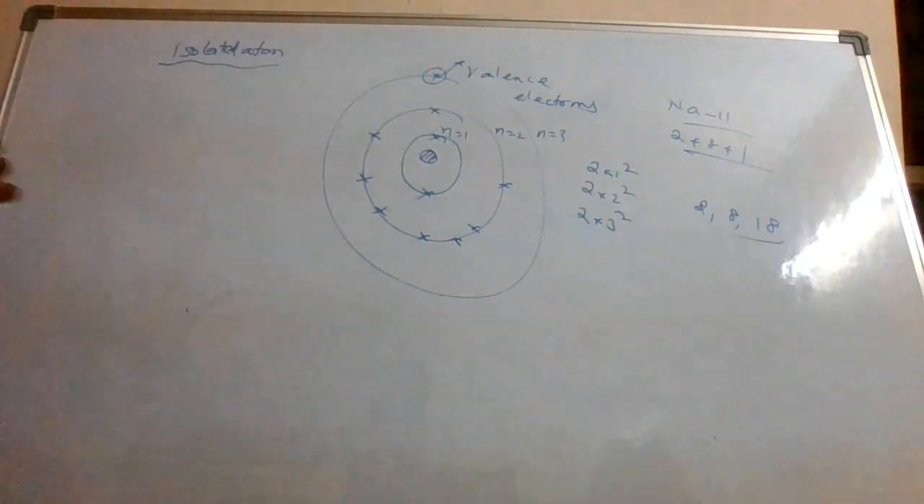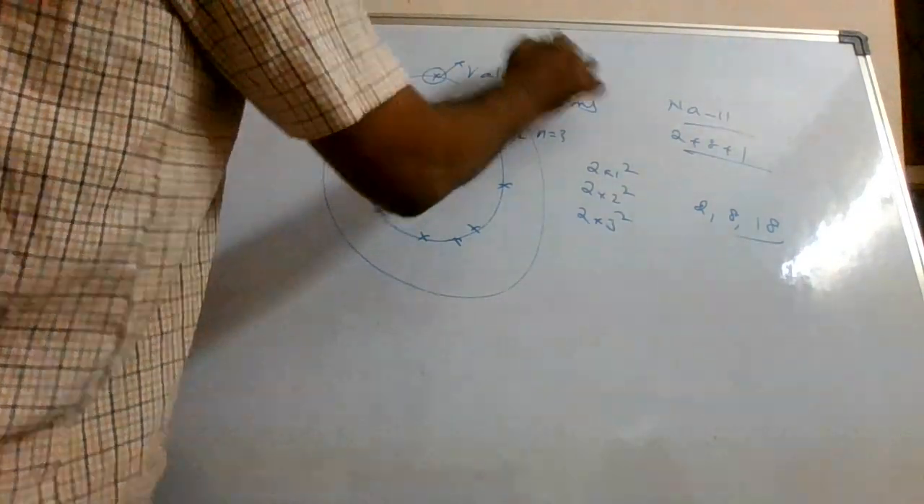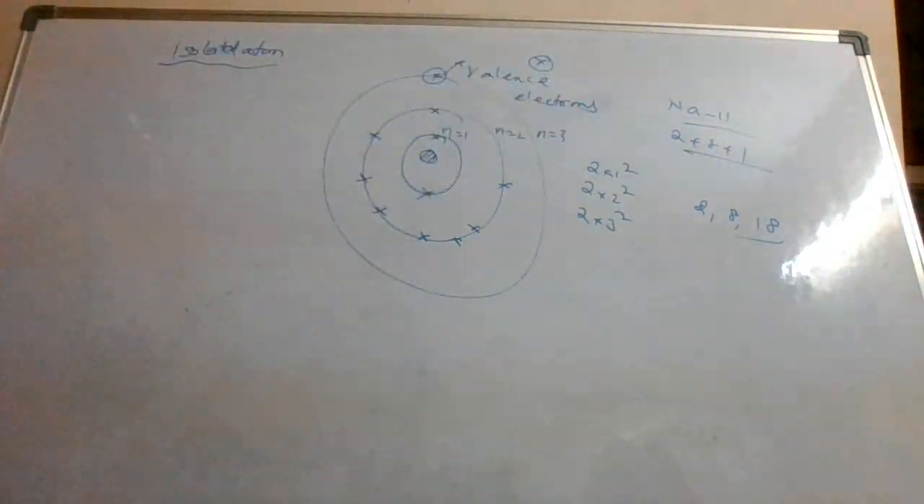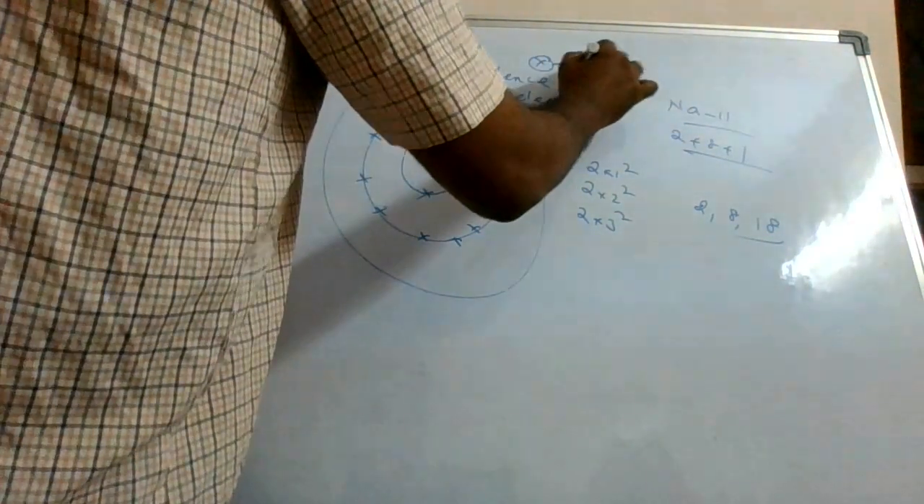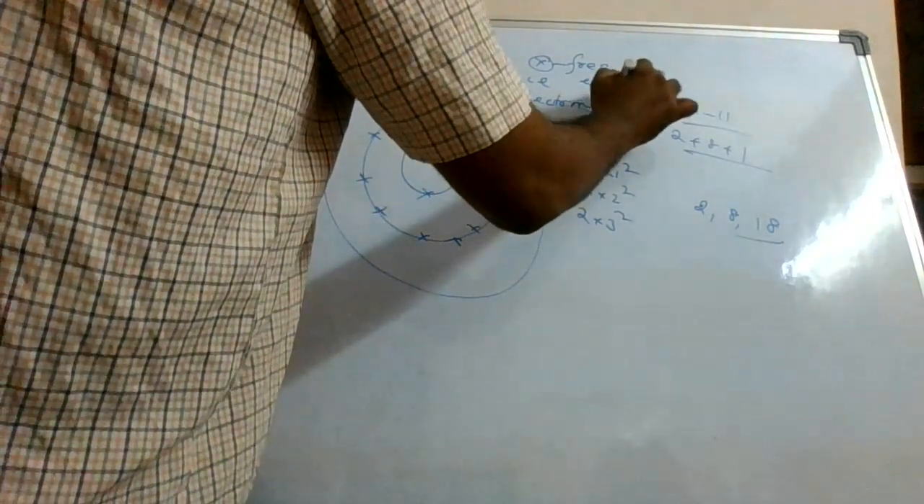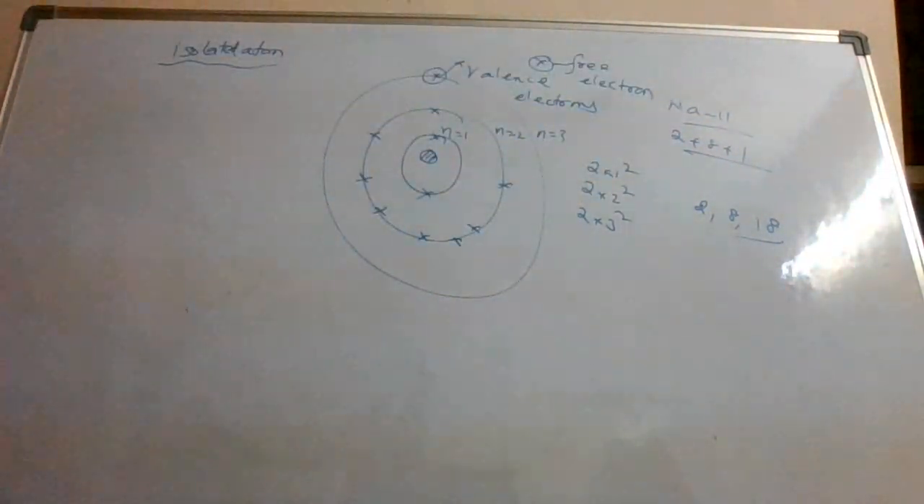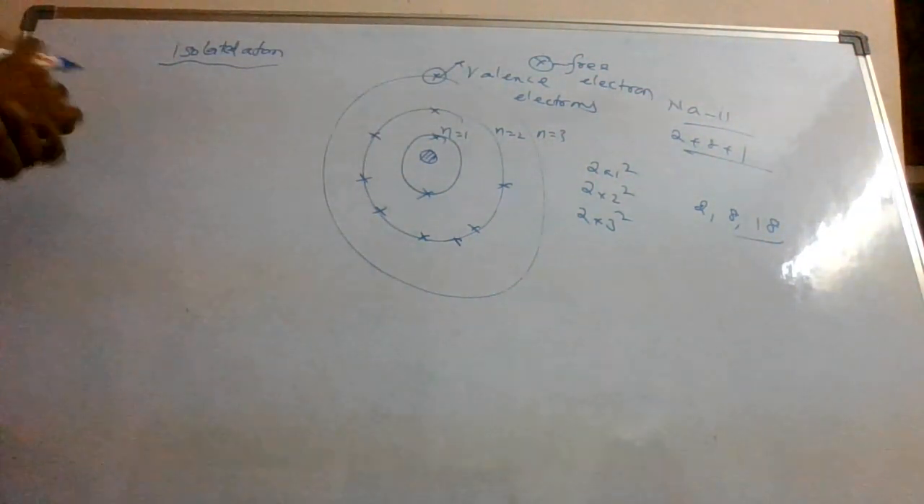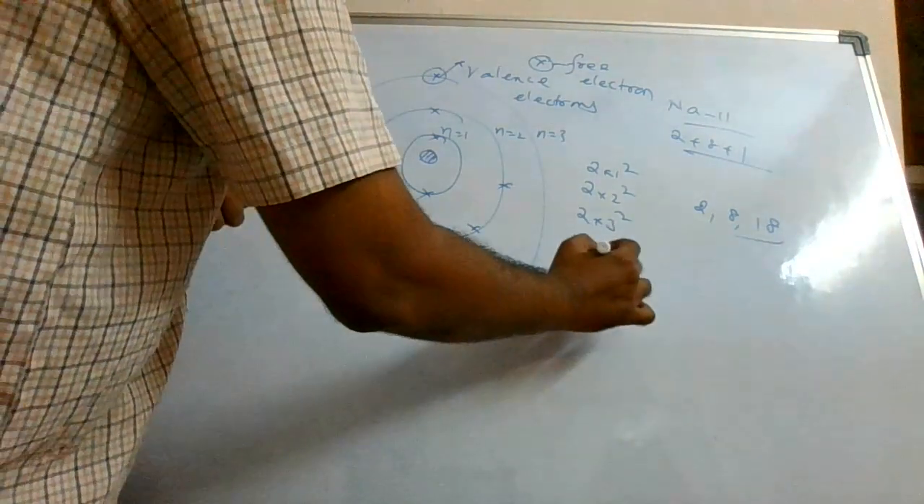Now suppose it moves out, it comes out of this atomic structure. Now it becomes a free electron. How does it go out? You have to provide energy to this.